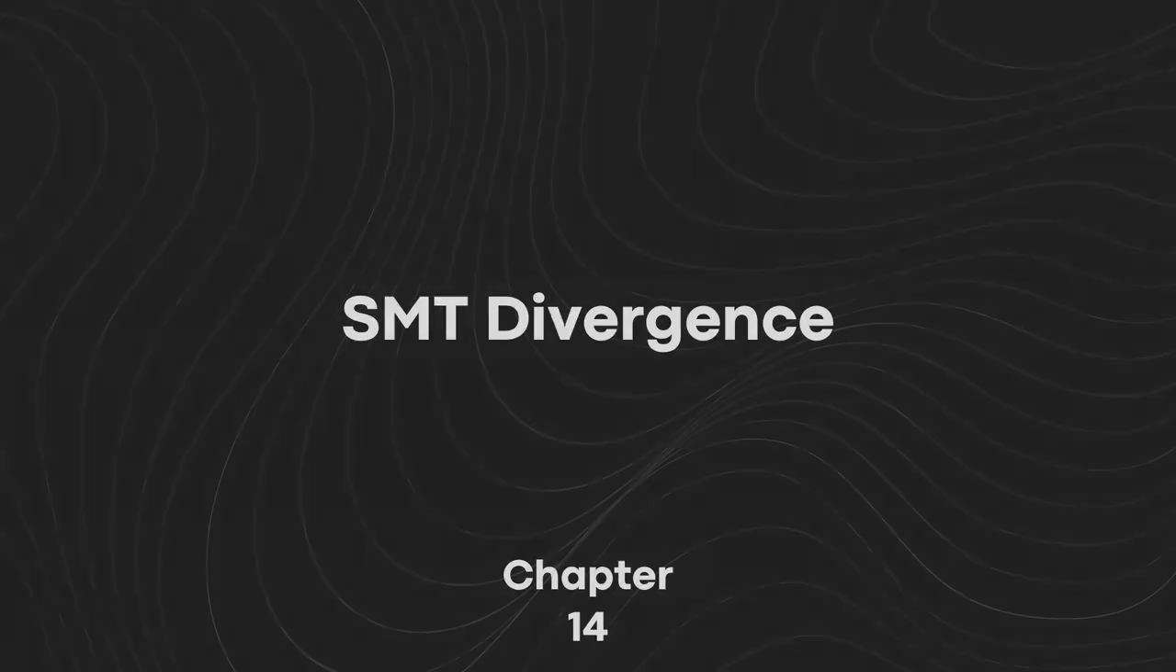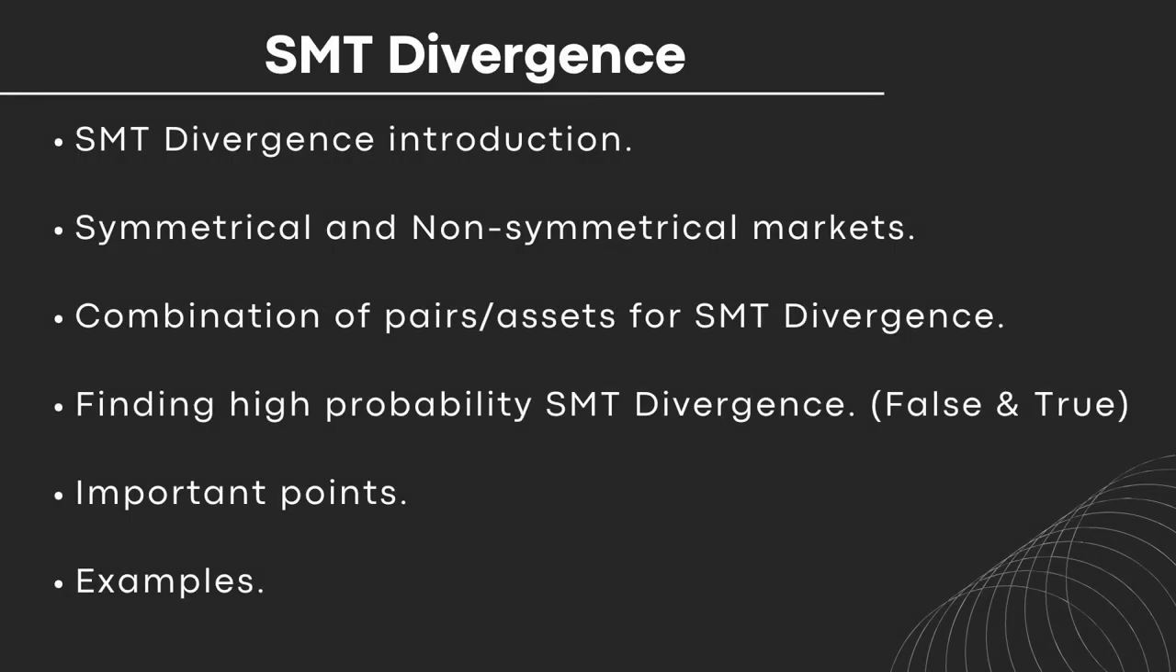So let's move on. First of all, right here you can see this layout of these topics that I'm going to be explaining to you in this particular chapter. They're organized in a proper manner, right? We're going to start off with introducing SMT divergences, and then we're going to move on to the rest of the topics like explaining symmetrical and non-symmetrical markets and so on.